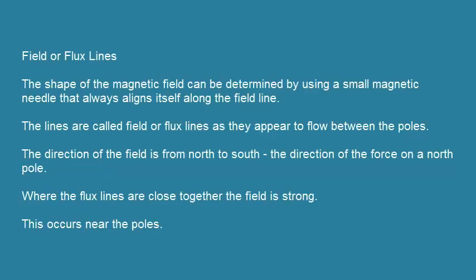The shape of the magnetic field can be determined by using a small magnetic needle that always aligns itself along the field line. The lines are called field or flux lines as they appear to flow between the poles. The direction of the field is from north to south, the direction of the force on a north pole. Where the flux lines are close together, the field is strong. This occurs near the poles.